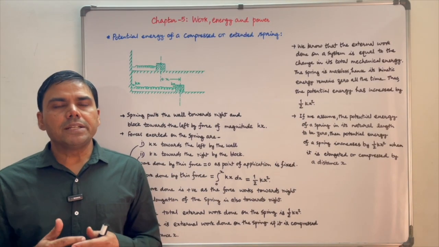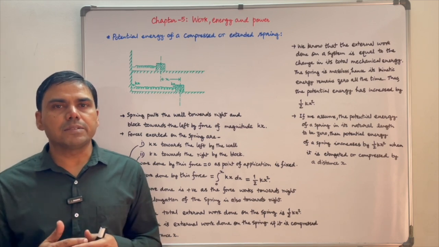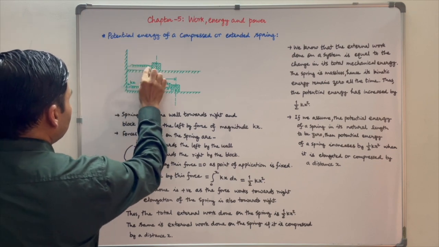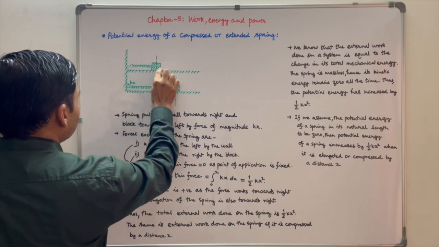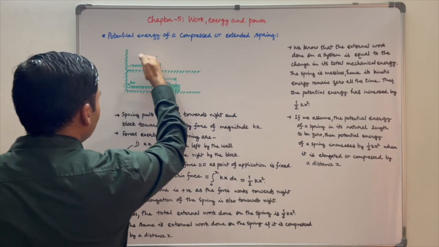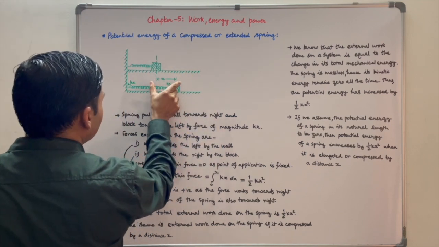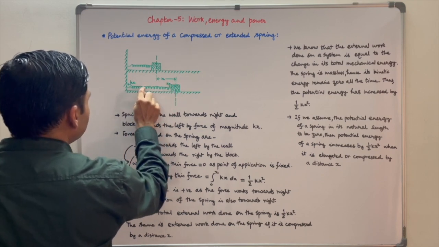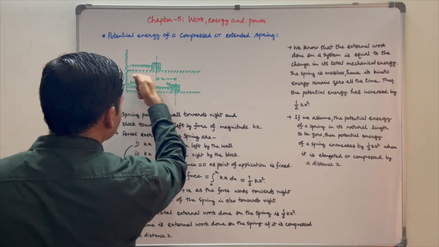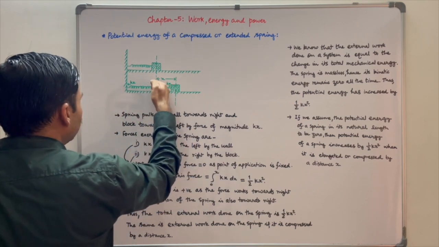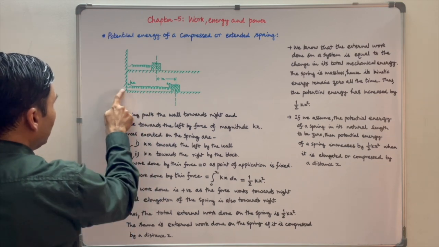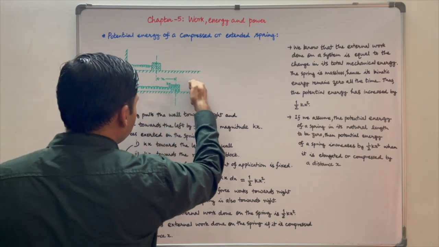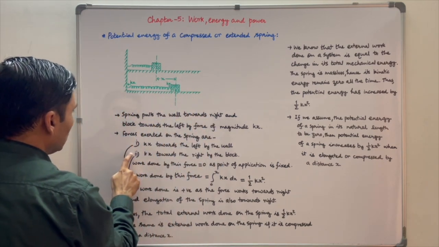Now let us see potential energy of a compressed or extended spring. Suppose one end of a massless spring is attached to the wall and other end is connected to a block of mass m. Now this block is pulled towards right through a distance x, so that the spring is elongated by a length x. Now in this situation, the spring will pull the wall towards right and pull the block towards left. As a reaction force, wall will pull the spring towards left and block will pull the spring towards right. These two are external forces.